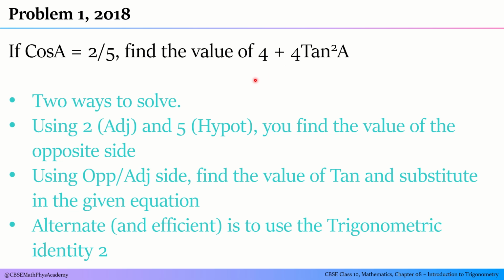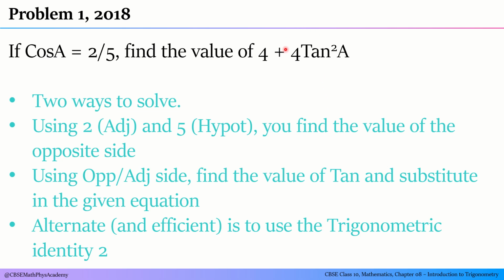See, there are two ways to solve this problem. One is from cos, you have got the value of adjacent side and hypotenuse, and you can find the value of the opposite side by using Pythagoras theorem. And then by using opposite side by adjacent side, you can find the value of tan and substitute the value of tan in this equation and solve it. But the alternative method, what I'm going to discuss, uses trigonometric identity 2. It is more efficient and simple to solve.